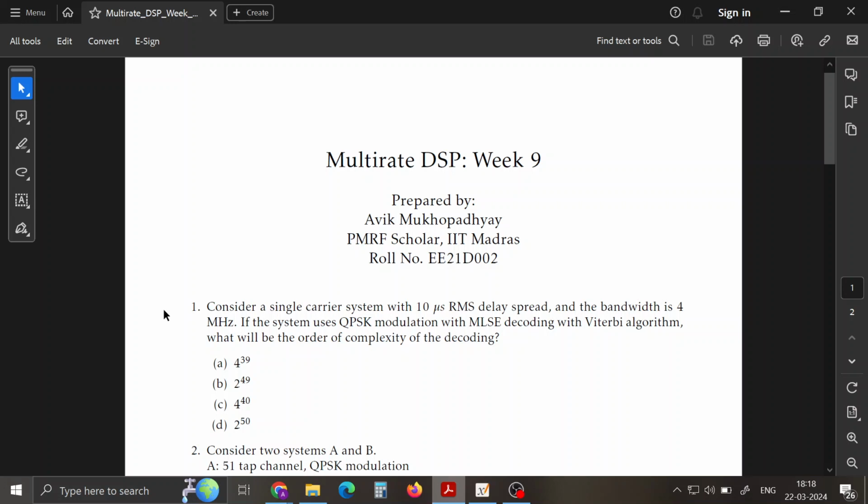We saw in the lectures that the decoding complexity is of the order of M to the power L, where M and L have the meanings which were discussed in the lectures. So let's solve this one.